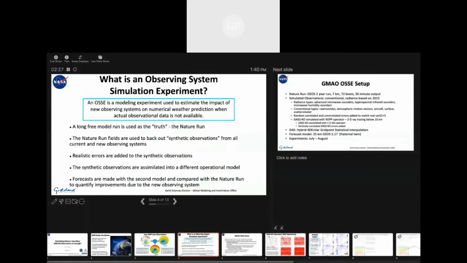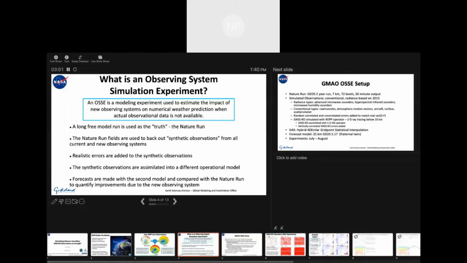So what we're going to do here today is an OSSE, an observing system simulation experiment. And this is an experiment that you use when you don't have real data. So you want to do this when you want to look at how a future system would impact numerical weather prediction. And to do this, we replace the entire real world with simulation. So first we replace the real atmosphere with what we call a nature run. This is a long free model run, and it's used as the truth.